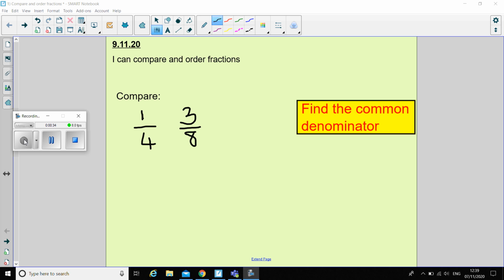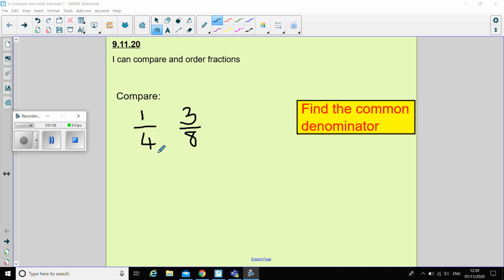Okay, today we're going to start off by looking at comparing and ordering fractions. Now, we did this before half term, so hopefully you can remember. The key to this is to find the common denominator each time. We have to make the denominators the same before we can compare the fractions. So the first one that I've got on the screen there, 1/4, and I need to compare it to 3/8. Well, I need to make the denominators the same.